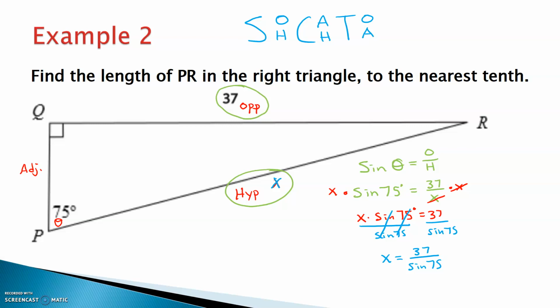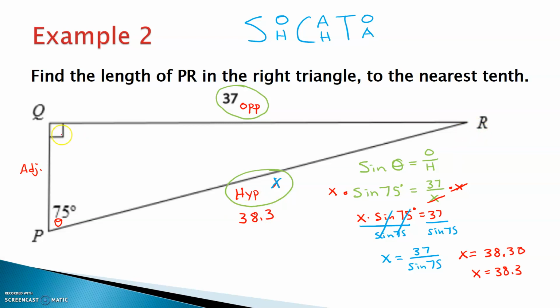0.9659, blah, blah, blah, right? I had to hit equals one more time. And I get X is equal to 38.30. Or if I round it to the nearest tenth, that would just be 38.3. So again, what's the distance from P to R? That is a distance of 38.3.